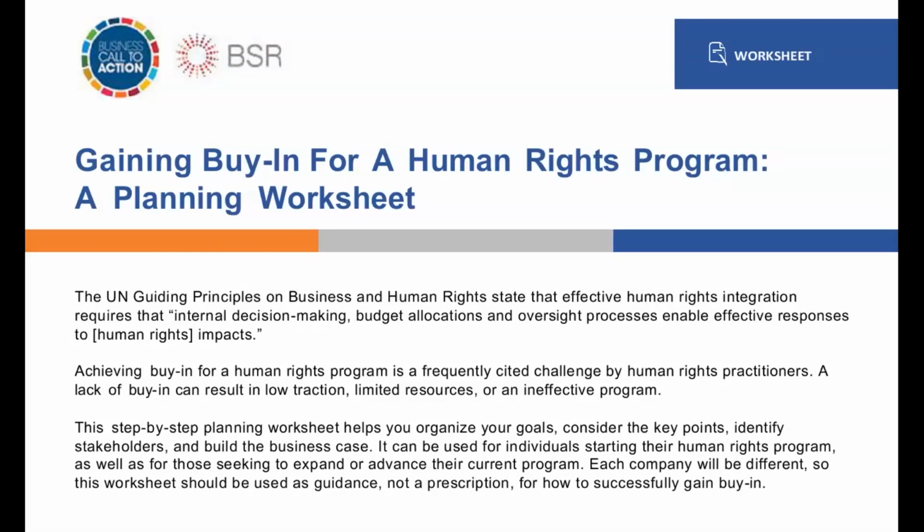So identify what you're seeking. What exactly do you want to do here? What is your goal, right? A sample goal might be we want to adopt a human rights policy and conduct a human rights impact assessment and set up systems and processes to make sure that we are actively managing and mitigating our human rights risks.